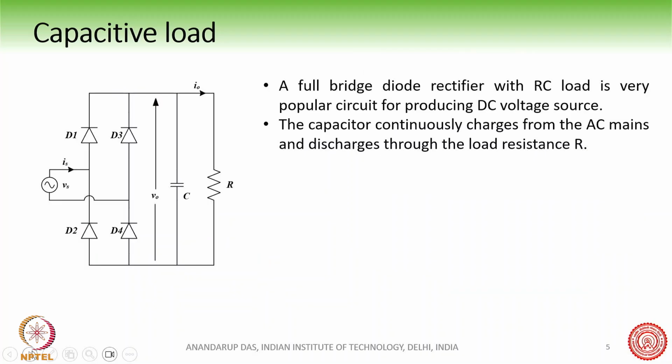Now the full bridge version is a more popular choice, where we want to produce a DC output voltage. This is the AC input here, and we have the DC output voltage here. This is very popular for any kind of low power, low voltage DC output. It is cheap and easily done, but it has some problems, which we will discuss and find out.